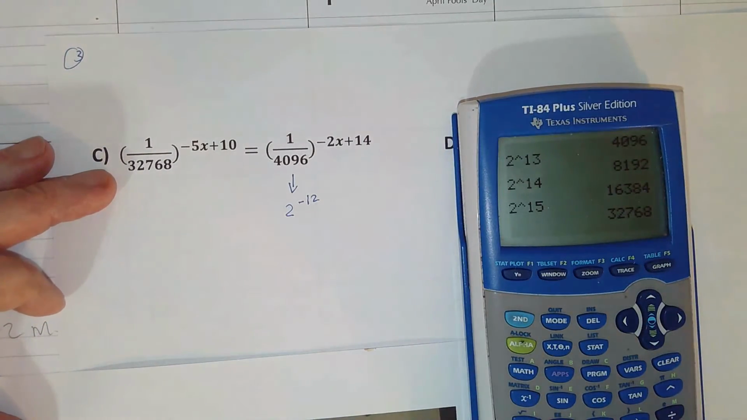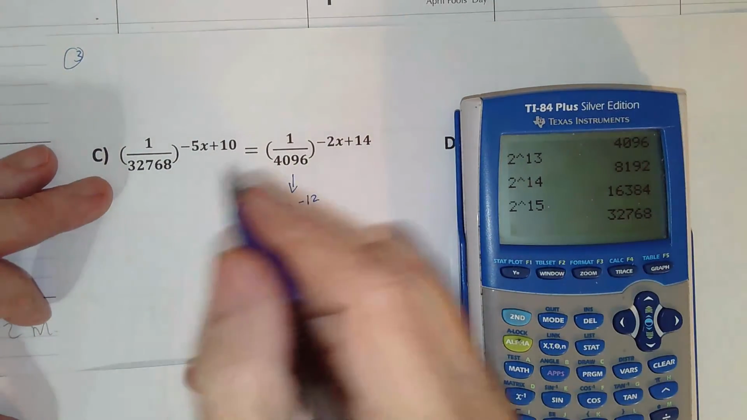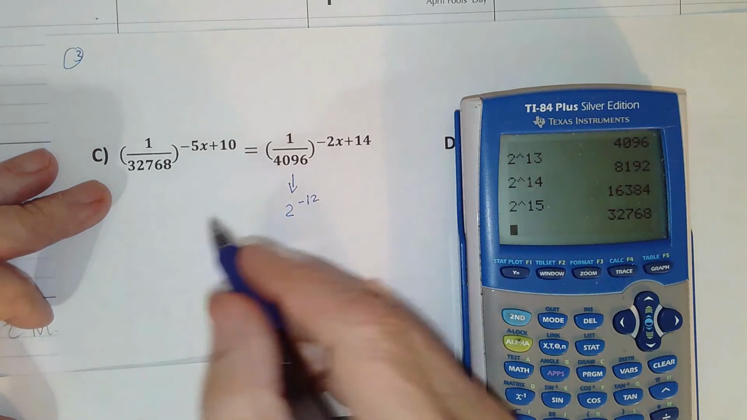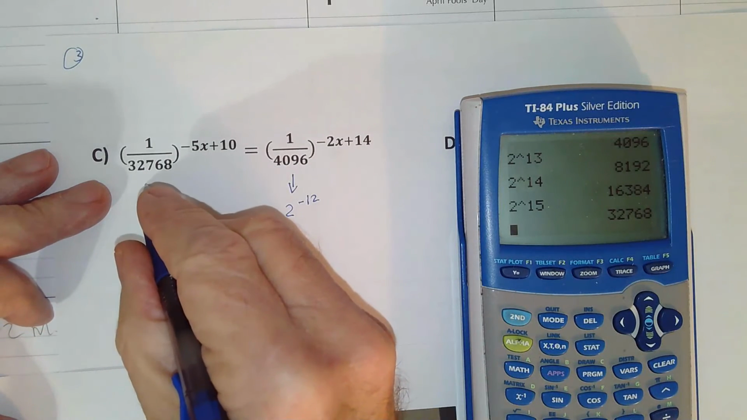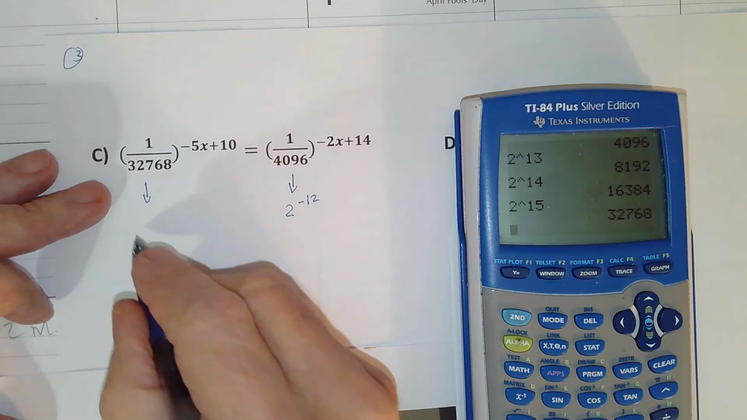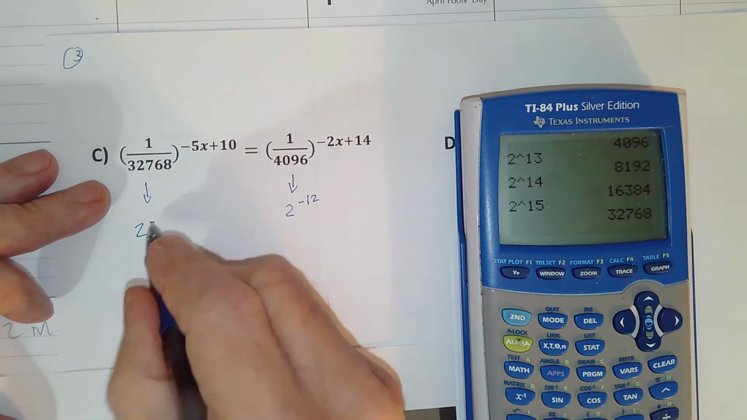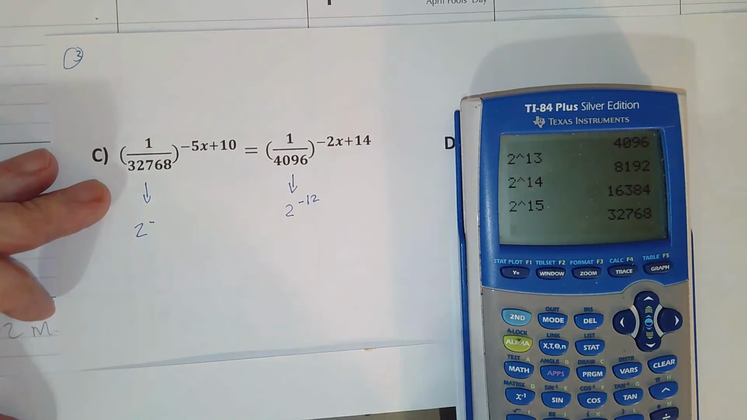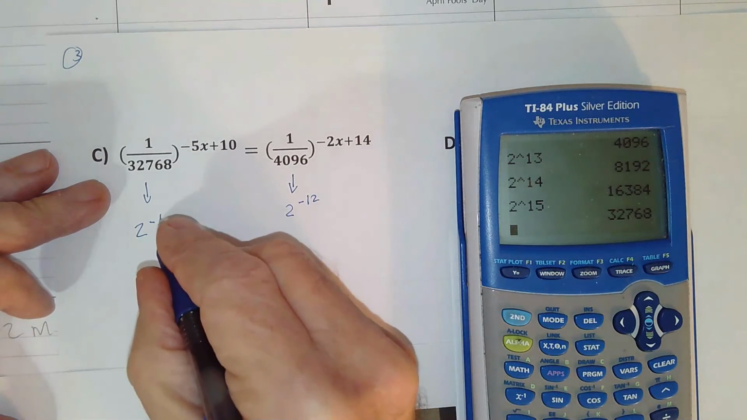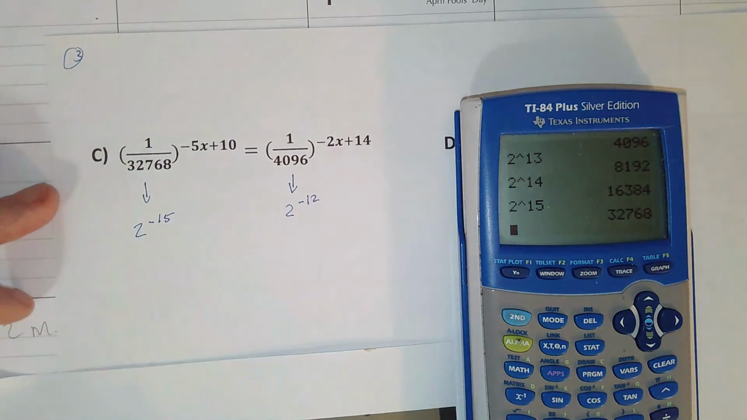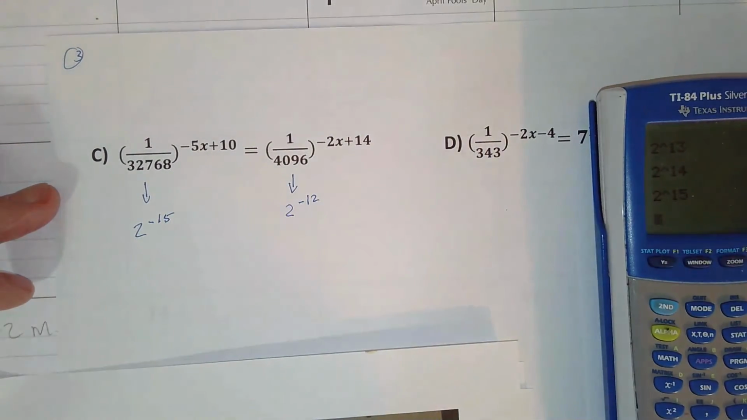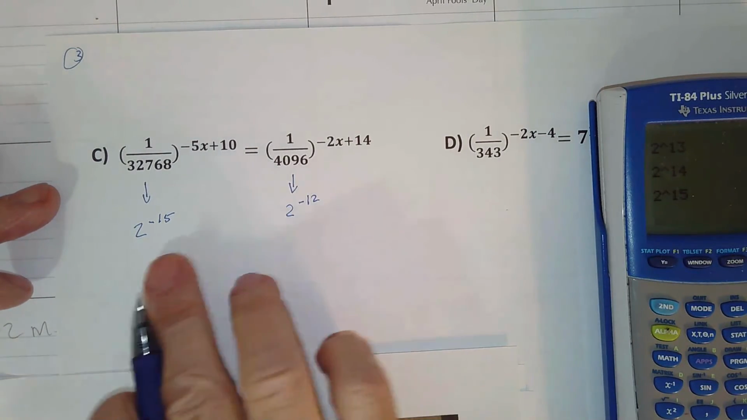So we're going to make it a negative exponent because remember we have a fraction. So we're going to change this one to 2 to the negative, what did we say? 2 to the negative 15. All right? All right, so now we know what the bases are. We got the bases the same.